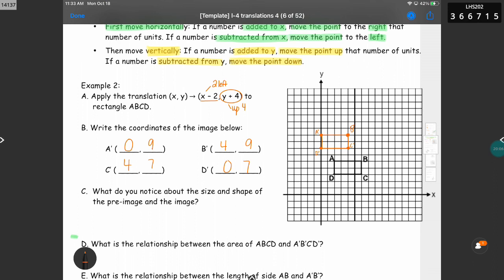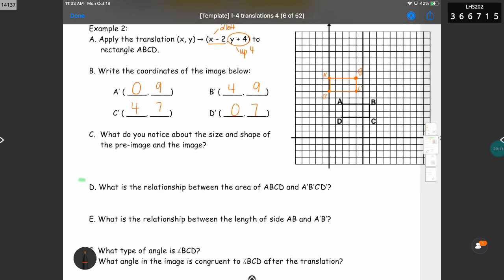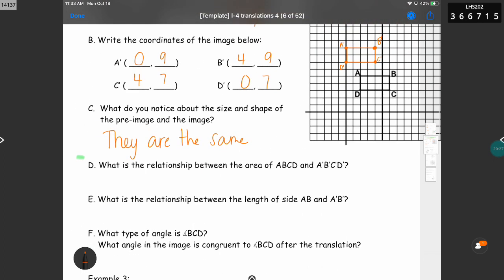So I have my rectangle. What do you notice about the size and the shape of the pre-image and the image? They are the same. What is the relationship between the area of ABCD and A prime, B prime, C prime, D prime? Congruent. They're equal or congruent. What is the relationship between the length of side AB and the length of side A prime, B prime? Equal or congruent.